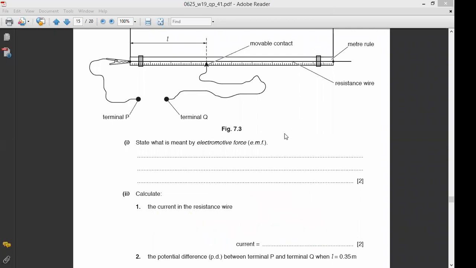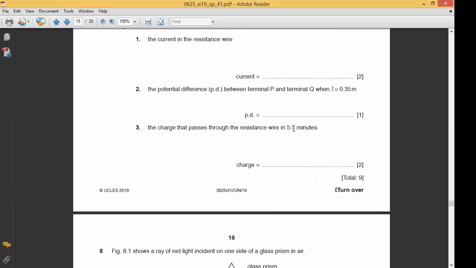It's okay. Now, they said potential difference. Oh, please, if this thing goes off again, please make sure you come back. Make sure you come back again.